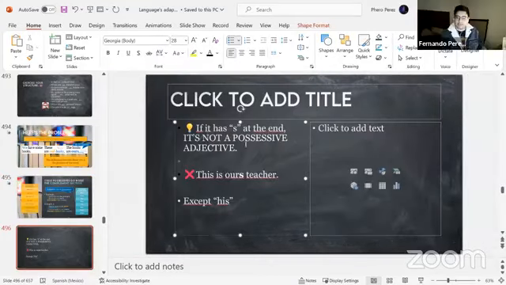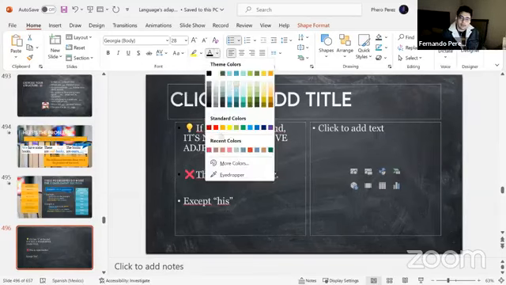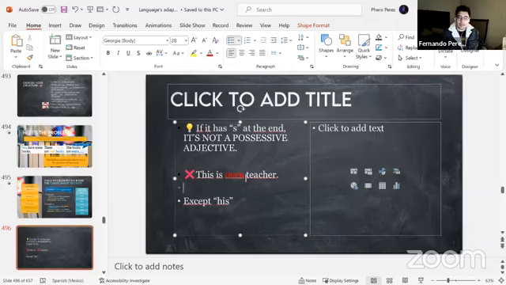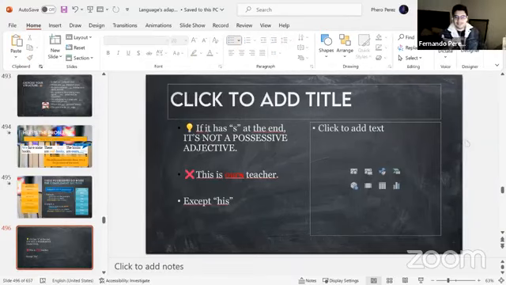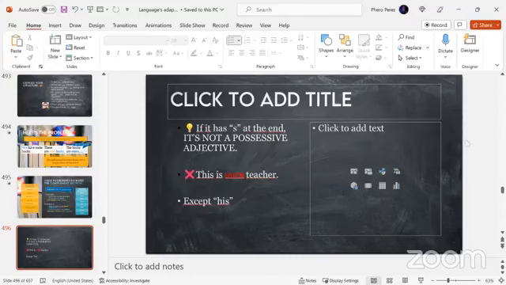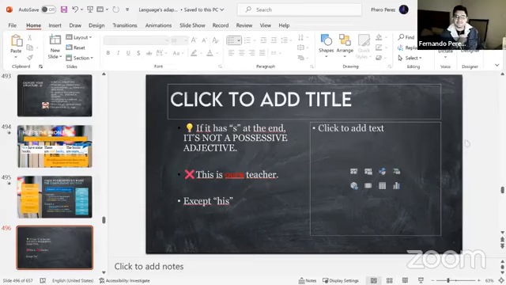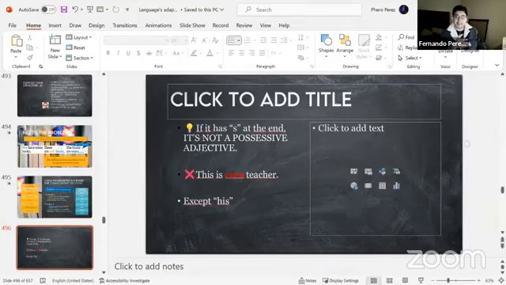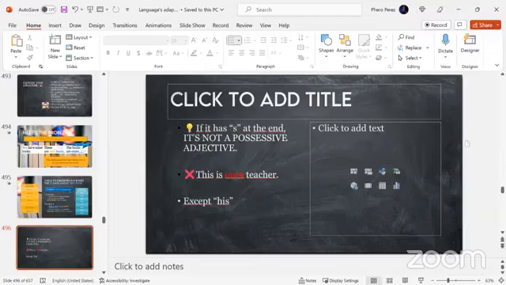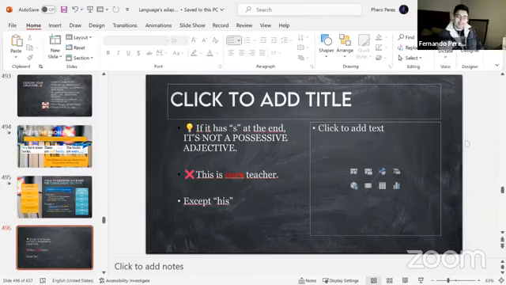But this is the most important tip: never use the possessive with an S. That makes sense, right? The correct way is: this is our teacher. If I have more teachers, it will be: these are our teachers. Perfect. The plural is in the verb and the noun, teachers, never in the adjective.